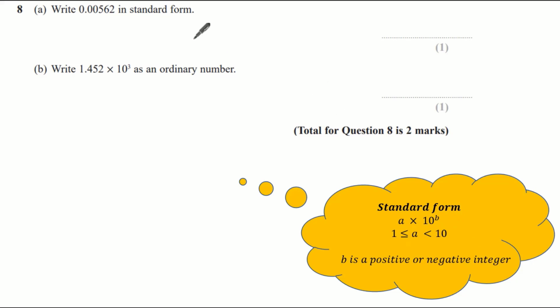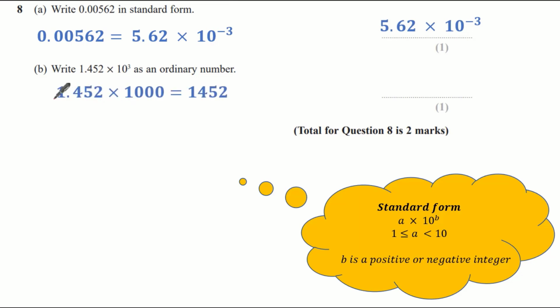So let's have a look at 8a. Well, we know straight away that we're going to have a negative power of B. Looking at the digits 5, 6, and 2, it must be 5.62, multiplied by 10 to the power of minus 3. A nice little trick to identify the integer value here for small numbers with standard form is to count the number of zeros. So our answer is 5.62 times 10 to the minus 3. Now 1.452 times 10 to the 3 is exactly the same as 1.452 times 1,000. So this is 1,452.